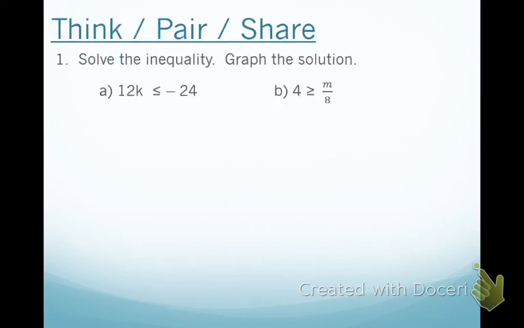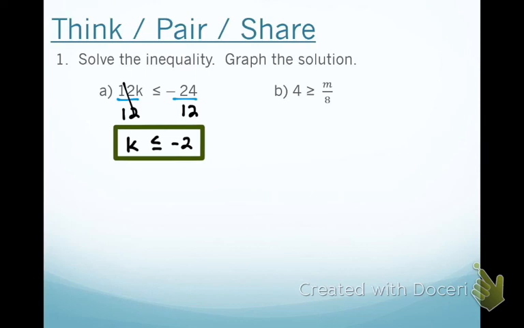We've got just a couple last problems. 12k is less than or equal to negative 24. Luke, how do I get k by itself? You divide by 12. Very good. We're going to divide by 12 on both sides. Luke, what do you get when you do that? K is less than or equal to negative 2. Very good. And you don't have to flip the symbol because it's a positive number. Excellent. So that's our final answer. Go ahead and graph it for me.